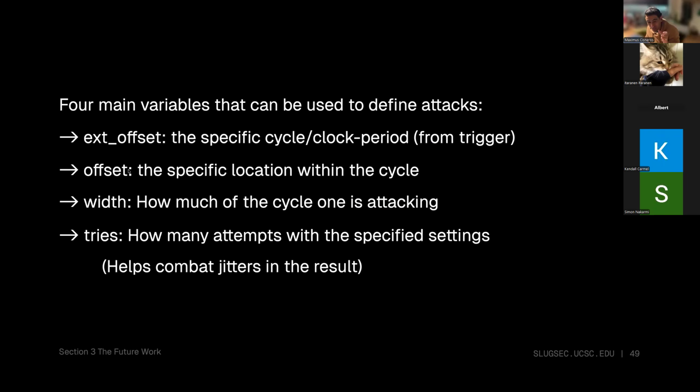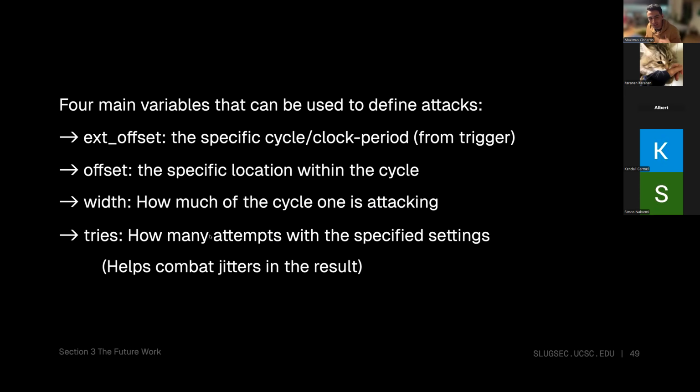Offset specifies the location within each specific clock cycle. So whether you're attacking the first half, the latter half, or somewhere in between, offset is what controls that. Width is how much of the clock period you want to attack with the ChipWhisperer, like how long you want the voltage to saturate the device. And finally, tries is how many attempts you want to make with the specified settings. This helps combat jitter in the results. The more tries you do, the more reasonably assured you are that there is no specific vulnerability there.